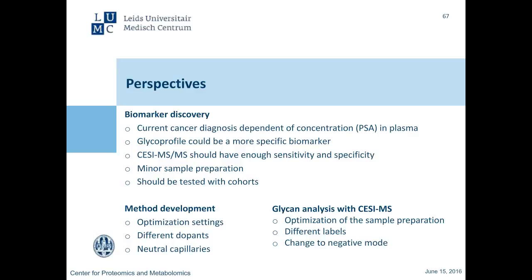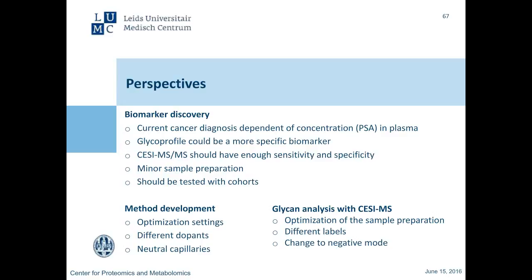For the glycan analysis using CESI-MS, we could still improve our sample prep because we now have 2 purification steps, so maybe we can trim down the incubation during the labeling process a little bit. And we would also like to explore the possibilities for different labels. We have now tested 3 different labels, but there might be many different labels out there that we could use.